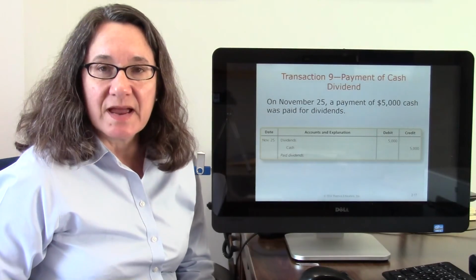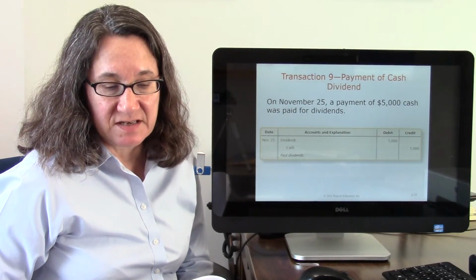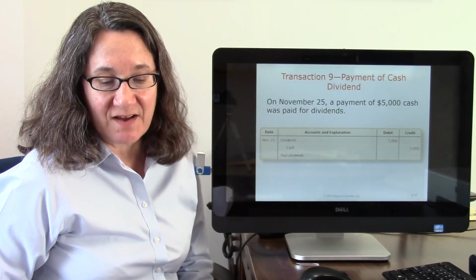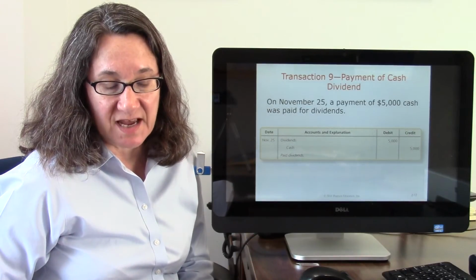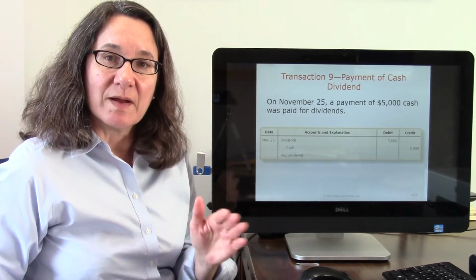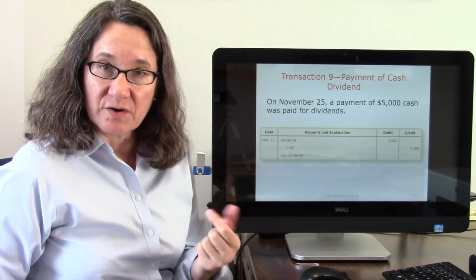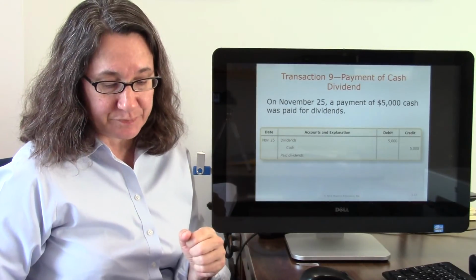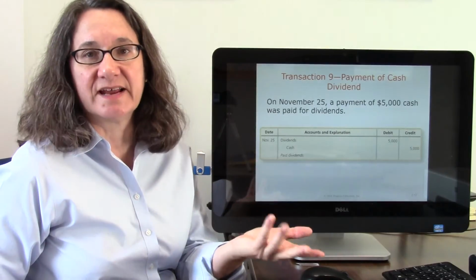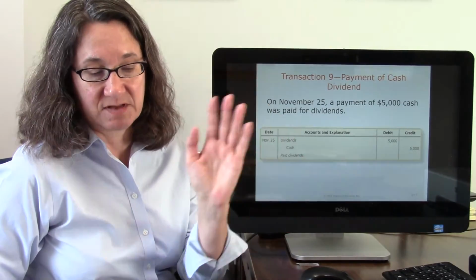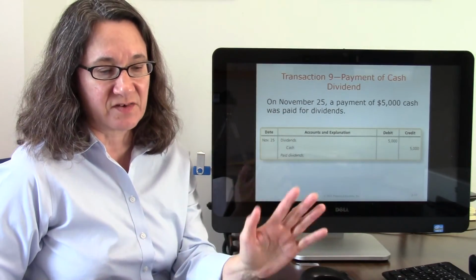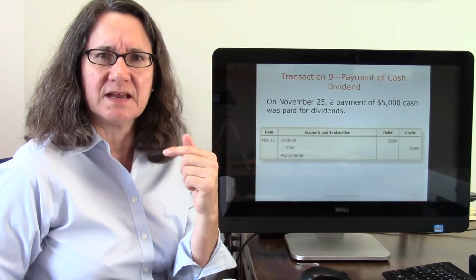Transaction 9, payment of cash dividend. So on November 25, a payment of $5,000 cash was paid for dividends. So you may recall dividends are an equity account, right? So we know cash is an asset, cash going out. If we're paying out cash, that's a credit. So that's kind of always where I start my thinking when I'm analyzing.